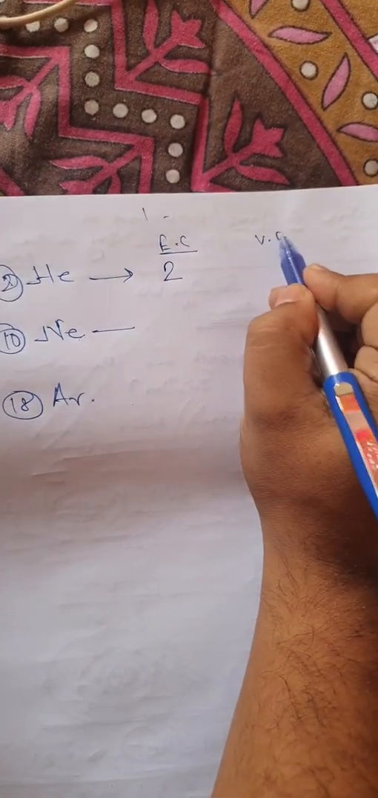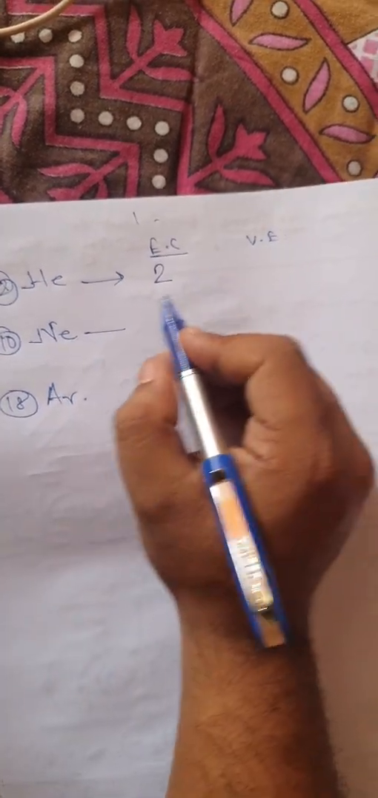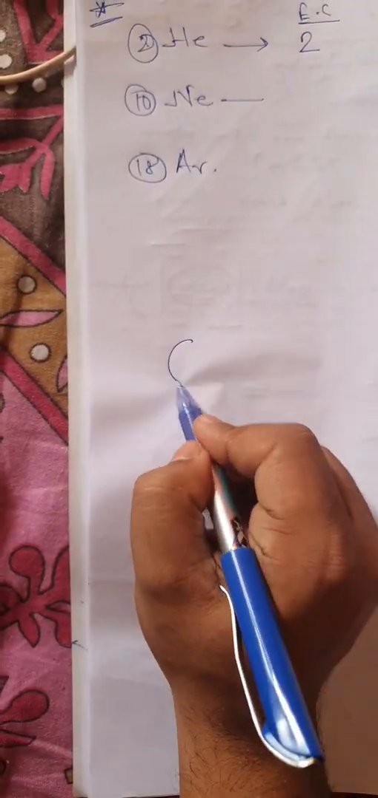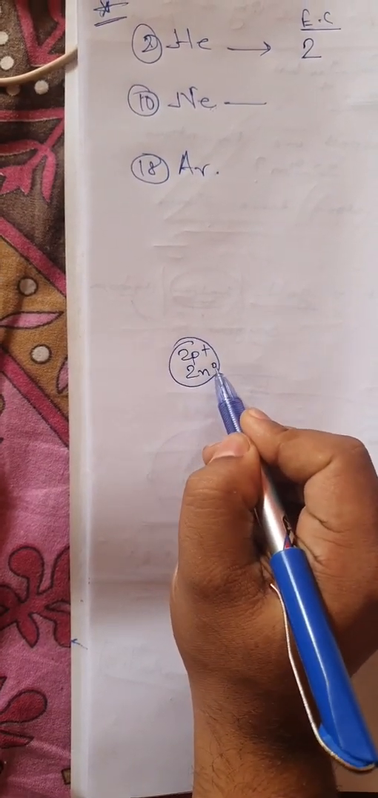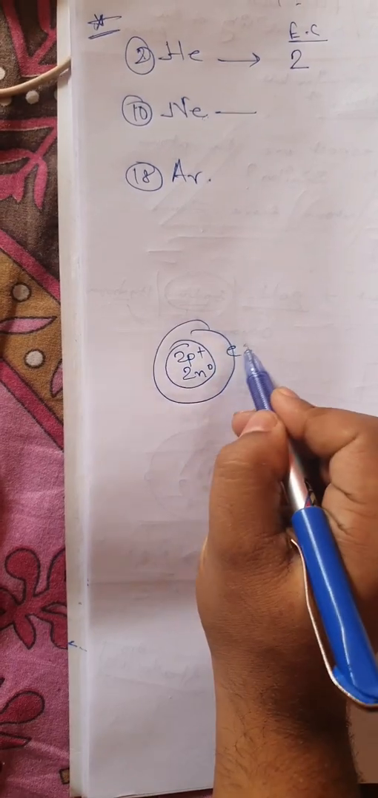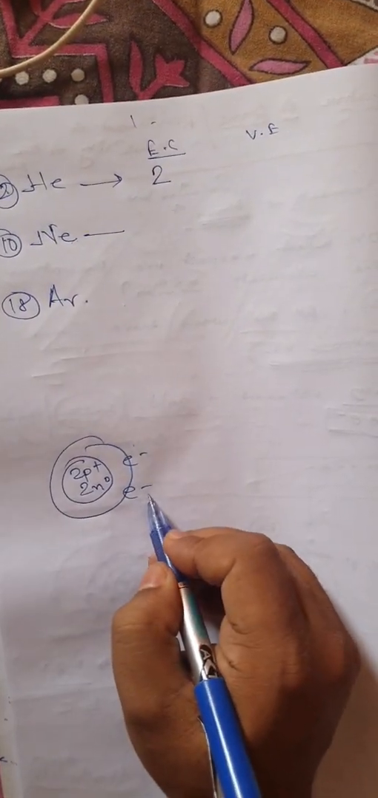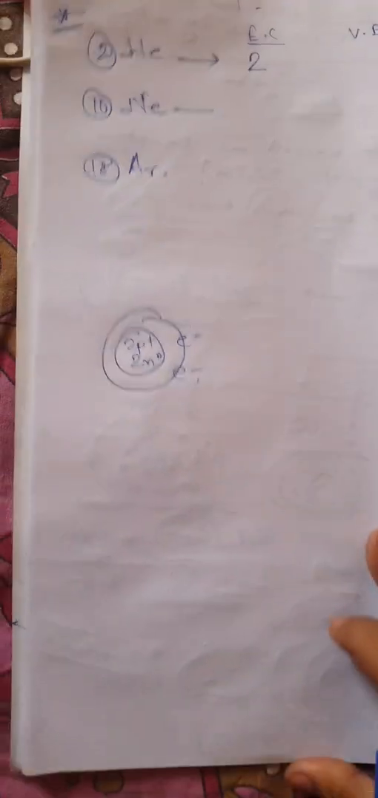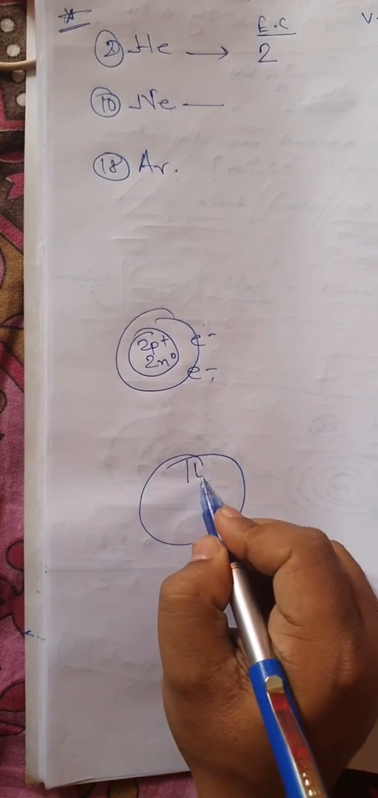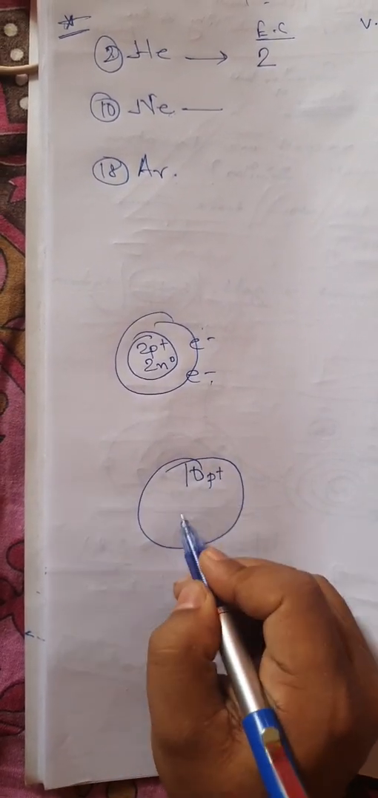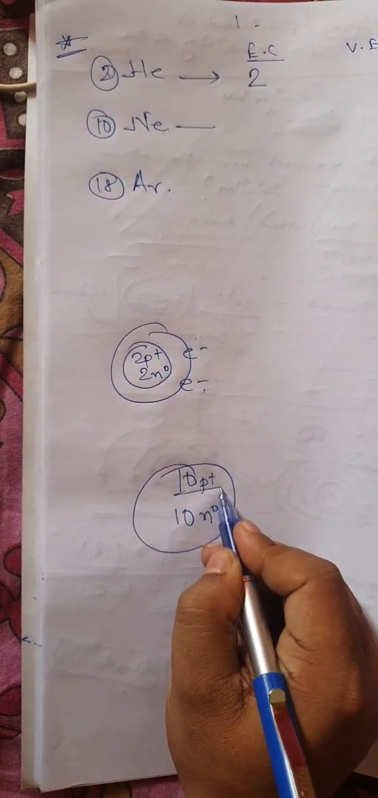So if the electronic configuration is 2, and if I draw the diagram of helium, there will be 2 protons, and as I taught you, there will be 2 neutrons, and there will be 2 electrons lying. Now, what is the electronic configuration? It is simply 2. In case of neon, there will be 10 protons, 10 neutrons, and because there are 10 protons, there will be 10 electrons.